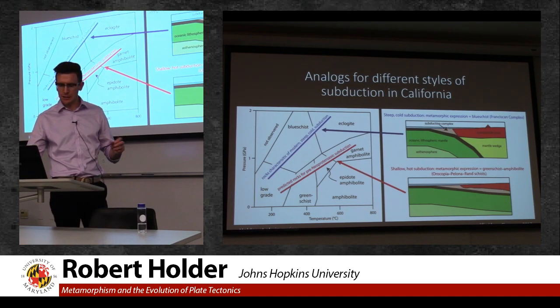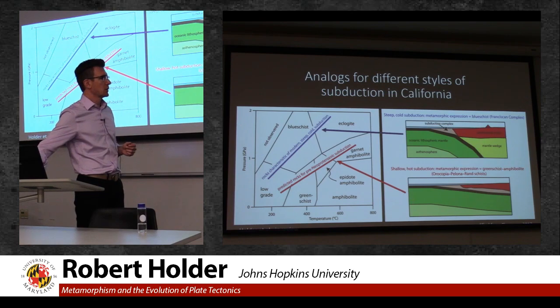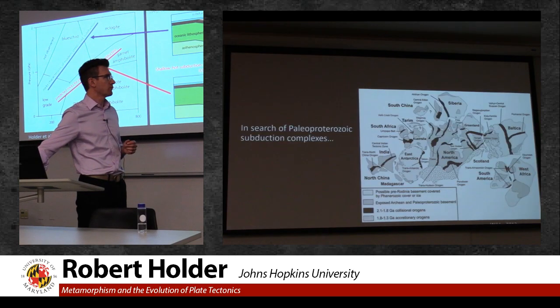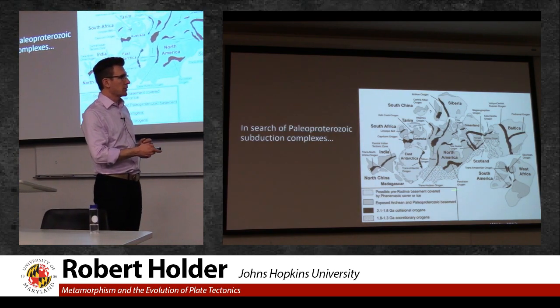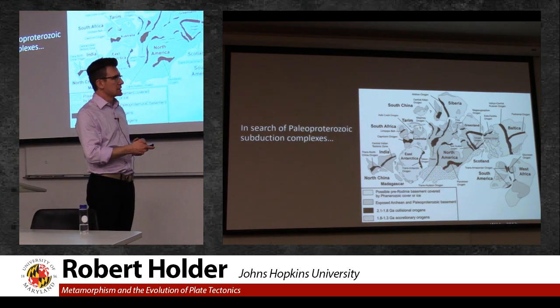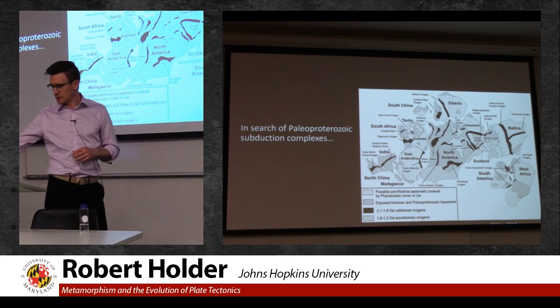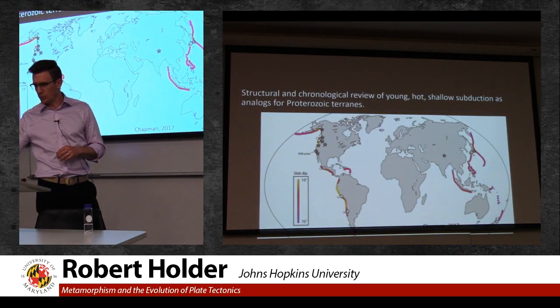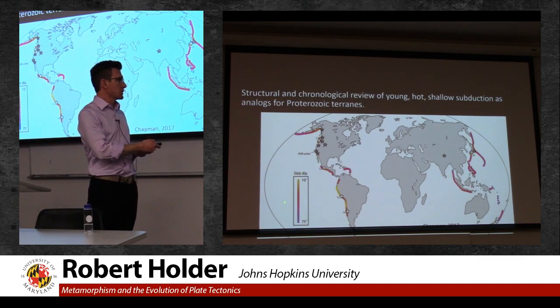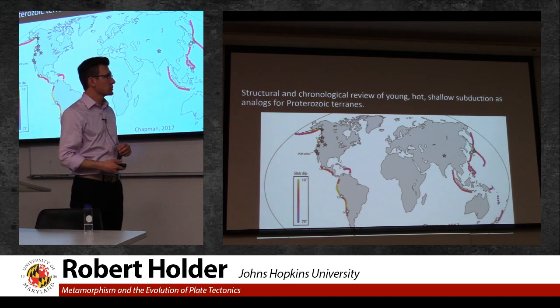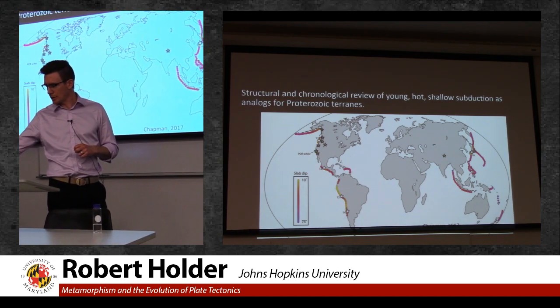So maybe these are the types of rocks we could look for in the older rock record. And so we might look globally at Paleoproterozoic orogenic belts to see whether or not such complexes occur. And we might look more broadly at the modern Earth at subduction zones that range in slab dip to see what the metamorphic expression of those are and how that might have changed.